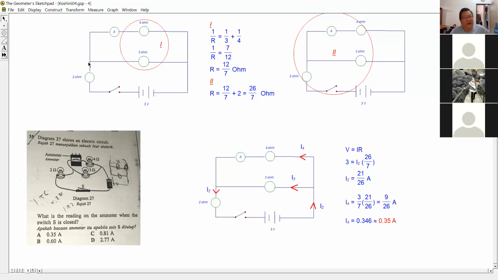But this resistance is in series with this one. So I call the whole thing 2. I'm going to combine this parallel one with this in series. What is the effective resistance of all three? Since this and this one are in series, I just add them up. So it's 12 over 7 plus 2, so it's 26 over 7 ohms. So the effective resistance of the whole circuit is 26 over 7. Is my calculation correct? Wan Li, my calculation correct or not?